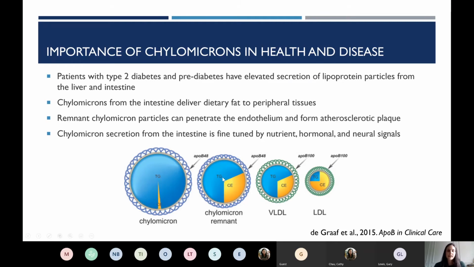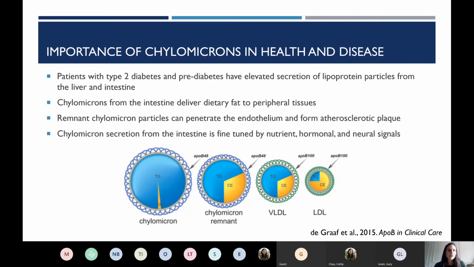And these remnants and LDL particles can cause problems because they can penetrate the endothelium of blood vessels and form atherosclerotic plaque, and that can lead to heart disease. And we know that this is particularly an issue in people with type 2 diabetes or pre-diabetes because they have an increased burden of these remnant particles.